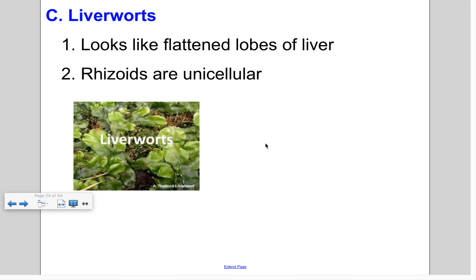Liverworts, if you look at them, look like flattened lobes of liver. That's why they're called liverworts, and their rhizoids are unicellular. With mosses, they were multicellular. Here, the rhizoids are unicellular, which means made of one cell.